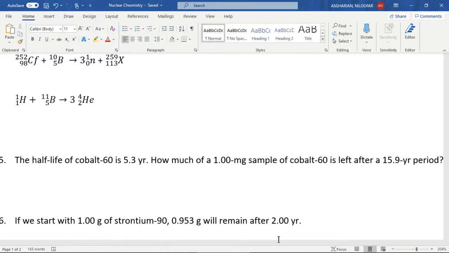Basically, we want to know how much is left after 3 half-life cycles. In the first half-life cycle, after 5.3 years, 1 milligram goes to half of it, which is 0.5 milligrams. And then 0.25 and then 0.125. Yay. So 1/8 milligram. Excellent.